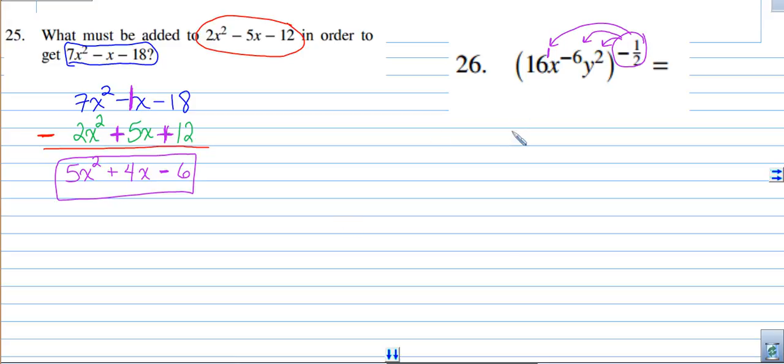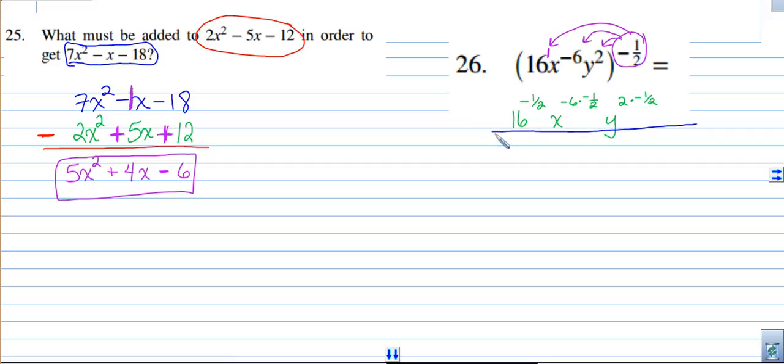So then you get 16 to the negative 1/2 power. You get x to the negative 6 times negative 1/2. And then you get y to the 2 times negative 1/2. Okay, so then when we do this, if you remember in previous questions, anything to the 1/2 power is kind of like saying the square root, okay? And then we also have a negative exponent.